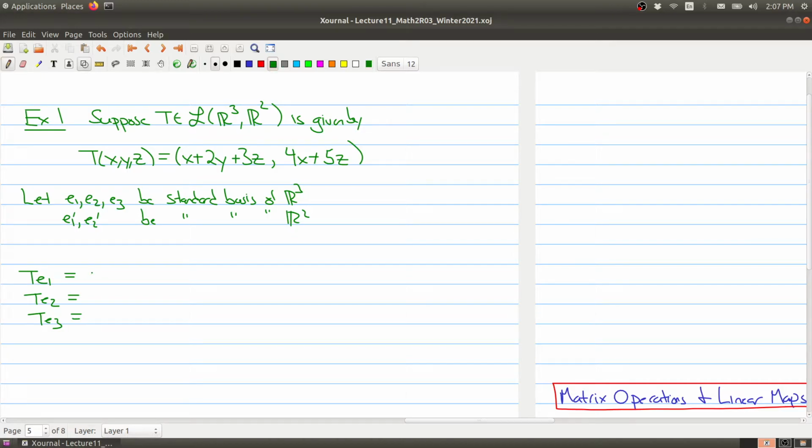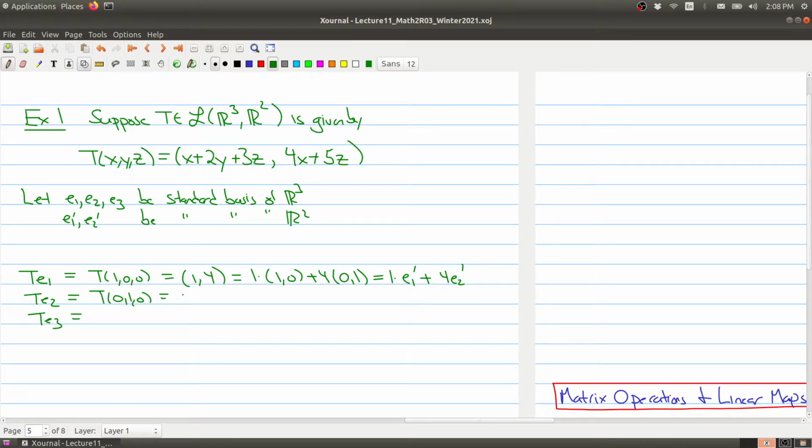So I take my map T, and I plug in 1, 0, 0. So I plug it into this formula, so I get 1, 4. And then what I want to do is write 1, 4 in terms of the basis for R2. The way that I do that is 1 times the vector 1, 0 plus 4 times the vector 0, 1. So you can think of this as 1 times the first basis vector plus 4 times the second basis vector of R2. Now we do this for each of the basis elements of R3.